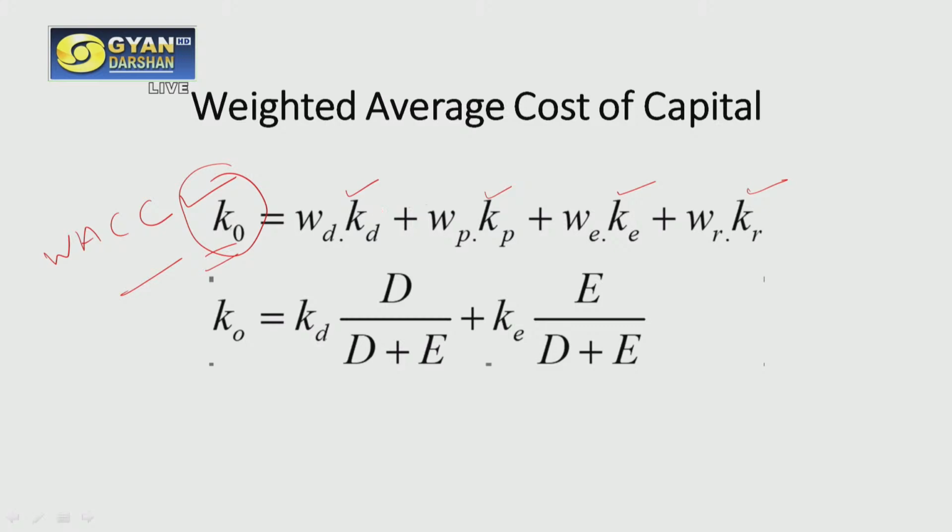These individual costs of capital need to be multiplied with the weight in which they are forming part of our capital structure. So whatever weight of debt is there in our capital structure is multiplied by the cost of debt. The weight of preference share has to be multiplied by the cost of preference share. The weight of equity needs to be multiplied by the cost of equity, and the weight of retained earnings needs to be multiplied by the cost of retained earnings. Now by adding these values, we can calculate our WACC or overall cost of capital.